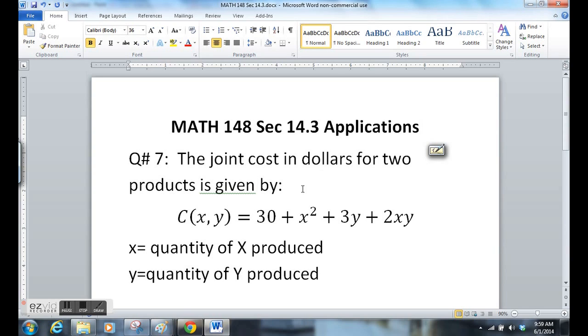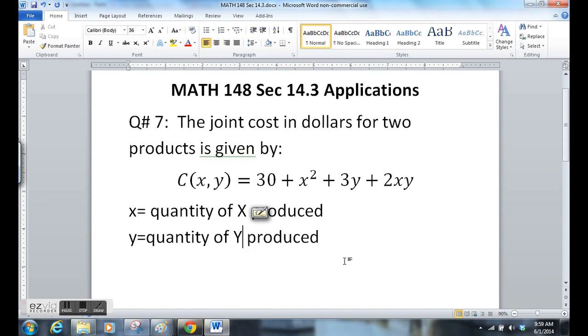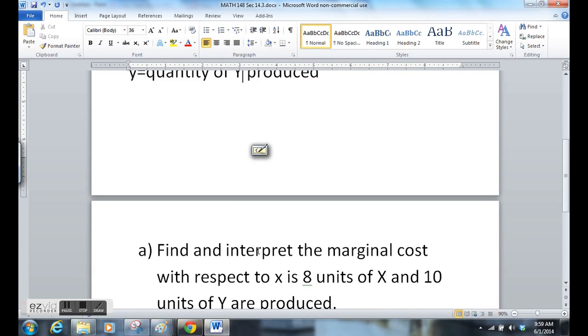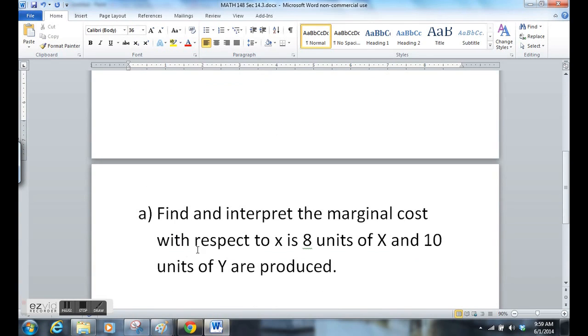The joint cost in dollars for two products is given by this function. The cost in x and y is 30 plus x squared plus 3y plus 2xy, where x is the quantity of x produced and y is the quantity of y produced. Are they clever or what? It would be a little more exciting if x was the amount of necklaces and y was the amount of bracelets, but whatever. So here's our cost function, and here are the questions.